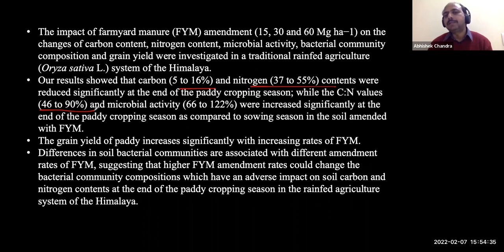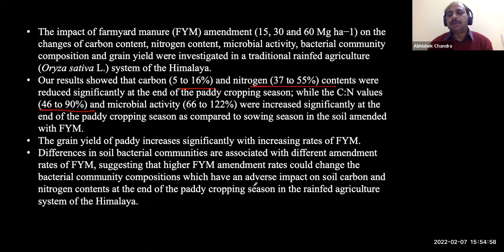But when it is less than 10, the soil is not fertile and not fit for agriculture purposes. That's why we give inorganic fertilizers, urea and muriate of potash, to increase this quantity. The microbial activity is increased by 60 to 132%.